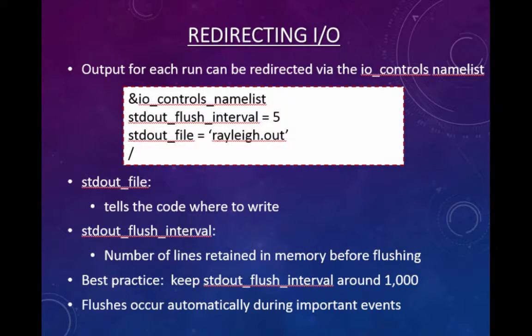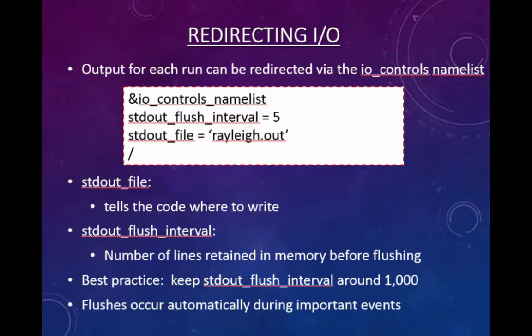So if you look in your main input namelist, you'll see there's a little I/O controls namelist that's empty right now. If we add these 2 flags in there, we can redirect output to a file of our choosing. So we might just call this rayleigh.out. This will be redirected within the run directory. Okay, so rayleigh.out will appear in each run directory.